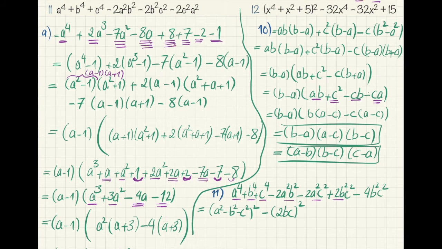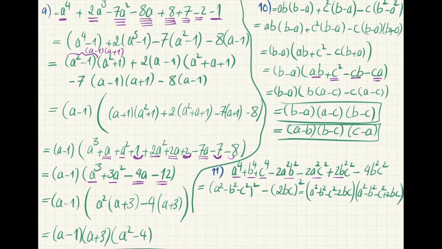Okay? But then it becomes very clear, this is now the difference of two complete squares. So what can I do? I can use the conjugate rule. So it becomes the square root of the first one minus the square root of the second one times the square root of the first one plus the square root of the second one. Yes? But now the trick is to write it in this form.